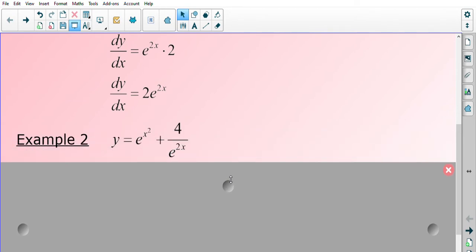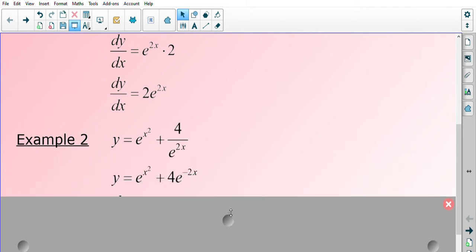So here's another example, it's quite similar. We've got y equals e to the x squared plus 4 over e to the 2x. Now we can differentiate that, that's fine. We could use the quotient rule, however it might be easier just to rearrange this so we don't have to do such a long process. If I rearrange this, I get e to the x squared still, but then plus 4e to the negative 2x. I've just converted this to look like a negative power.